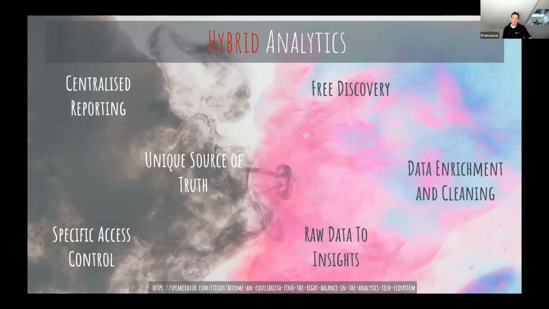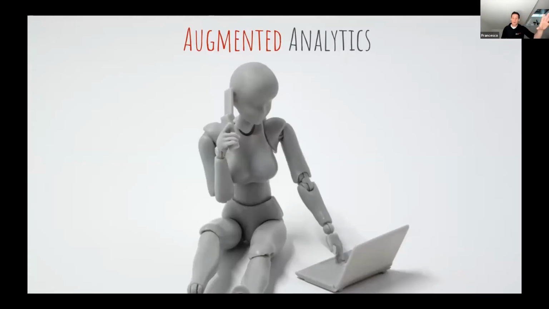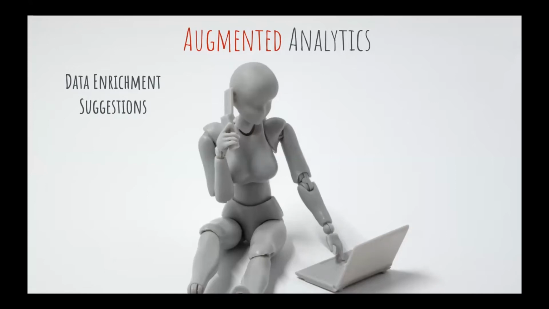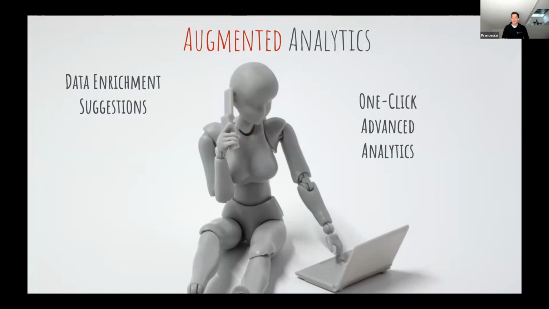On top of this, we have also what I was calling before augmented analytics. So the tool is not only passive, it's active, it's suggesting us what to do. So it suggests, for example, data enrichment. You have for example, city name in your data set. It will ask you, do you want me to add the zip code? You have the option to do one-click advanced analytics. So for example, if you have the last 5 months of sales, it will tell you, do you want me with 2 clicks to do the forecast for you?